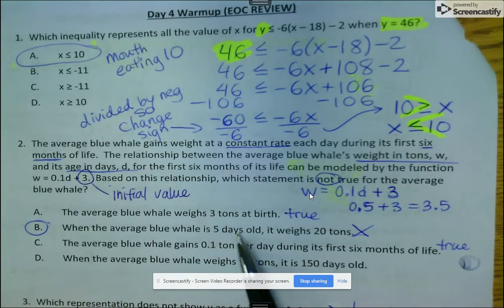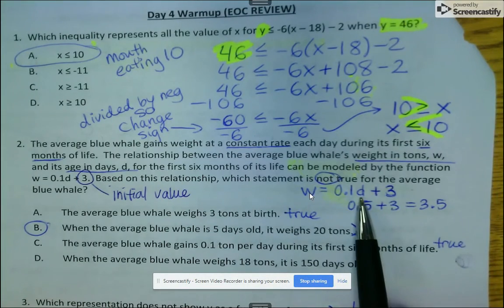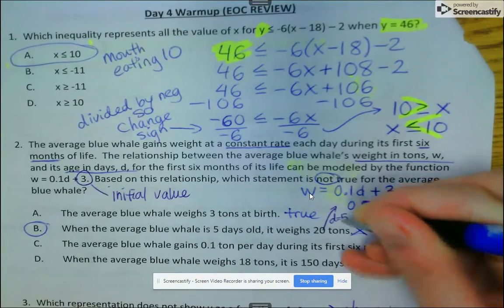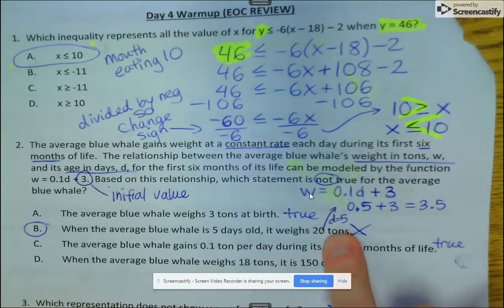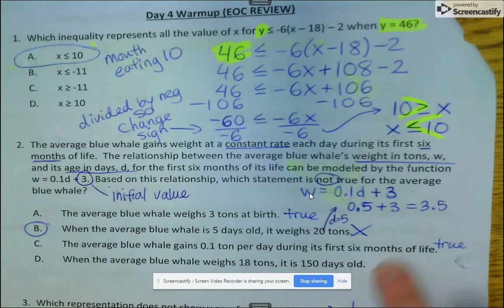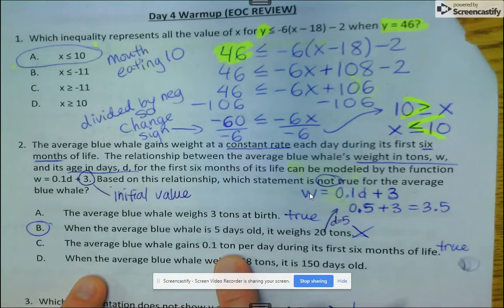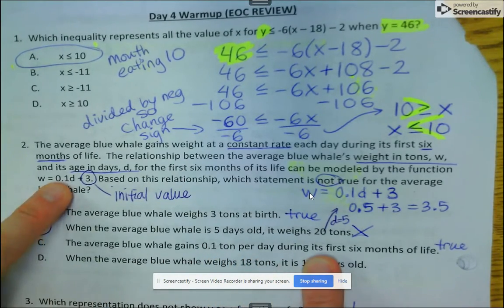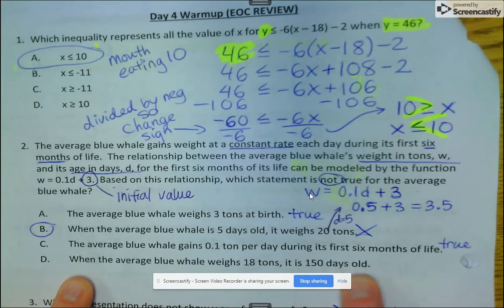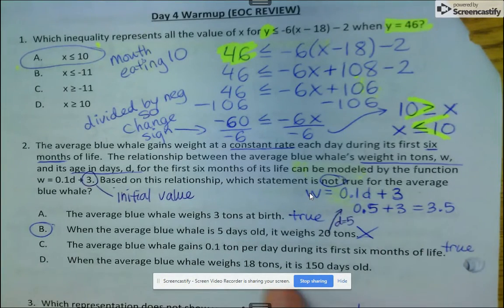When the blue whale is 5 days old, it will weigh 20 tons. Well, if you put in 5 for D, so here I did D equals 5, I would get 3.5. So that one is not correct. And if you just wanted to double check that the other two are, it says that it gains 0.1 ton per day. That is true. That is the rate. And the average blue whale will weigh 18 tons in 150 days. If you plug in 150 here, you will get 18 tons.